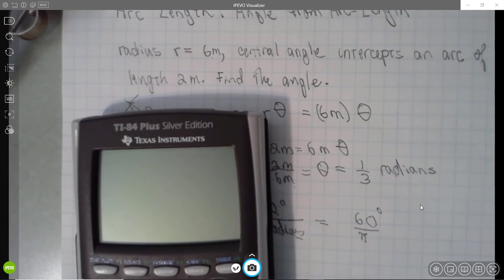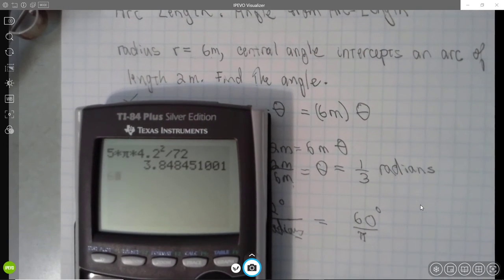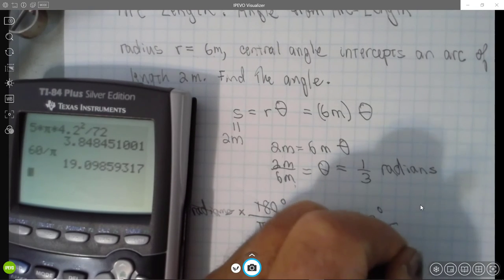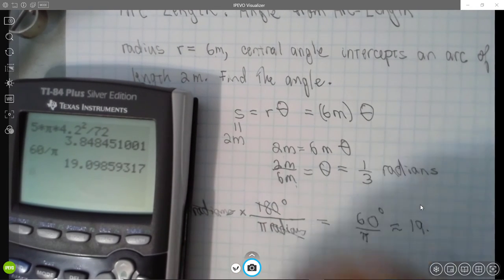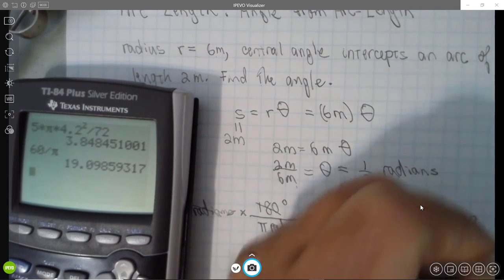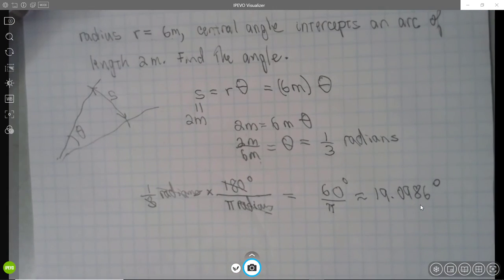If we want to convert that to a decimal approximation, we'd say 60 divided by pi is about 19.0986. And that answer is in degrees.